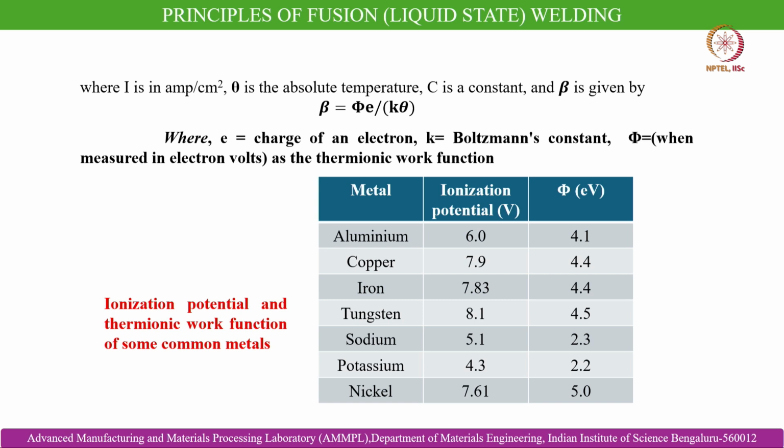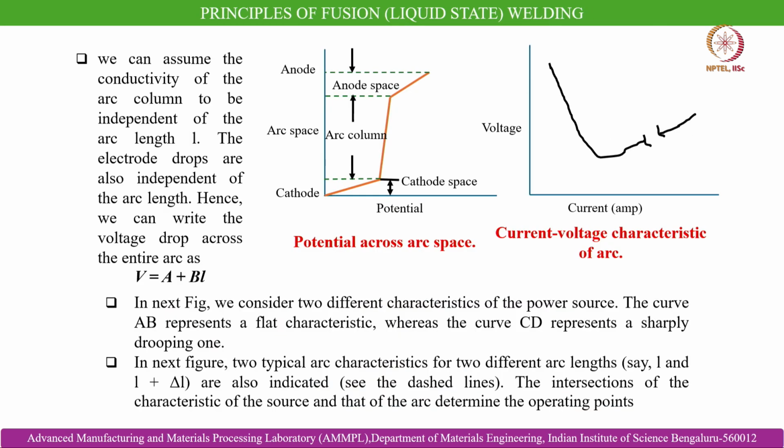So, here in this table you can see the ionization potential as well as the thermionic work function in electron volts for different metals, shown for some standard metals like aluminum, copper, iron, tungsten, etc. You can see that the thermionic work function is much lower in the case of sodium and potassium, whereas it is very high in the case of tungsten.